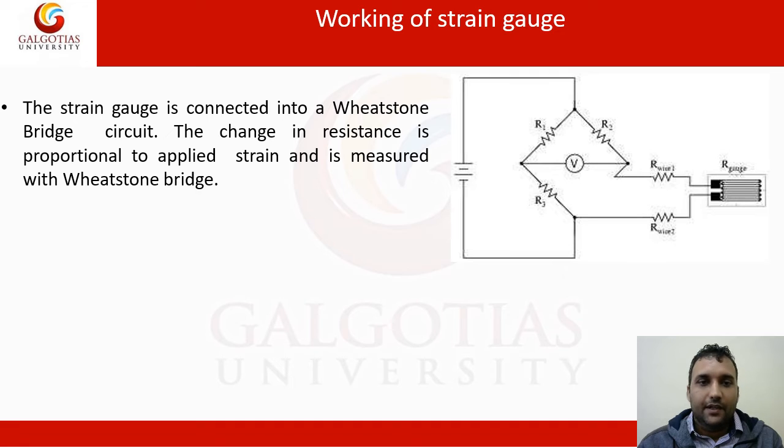Next is the working of a strain gauge. A Wheatstone bridge circuit is the basic principle for this strain gauge. There is a change in resistance proportional to the applied strain, and it is measured with the Wheatstone bridge method. This is the circuit diagram for the strain gauge, with the resistances connected in this circuit. The change in resistance proportional to the applied strain is measured using this Wheatstone bridge circuit.